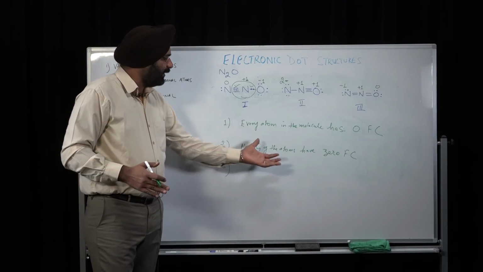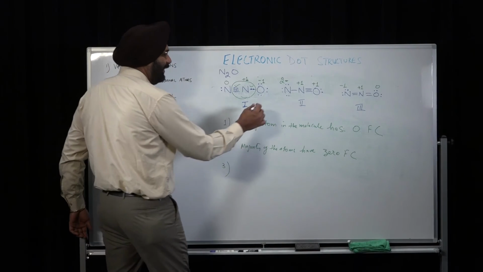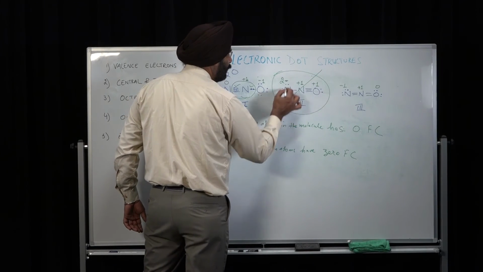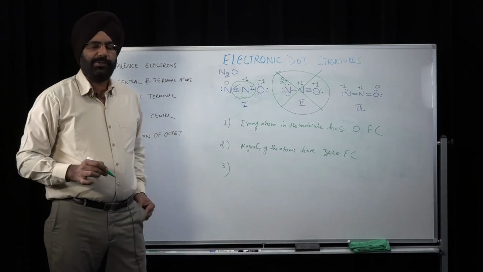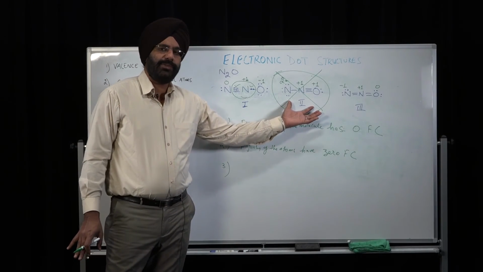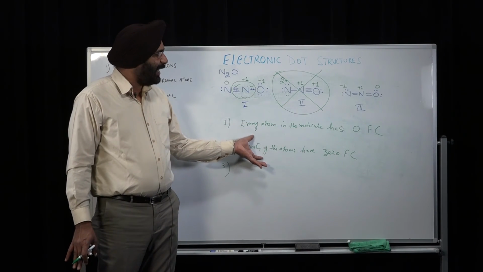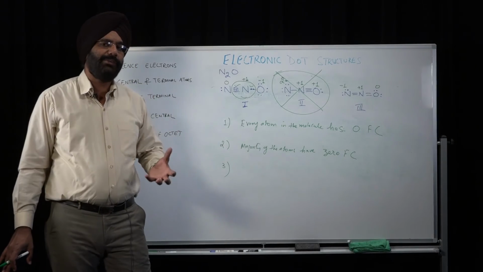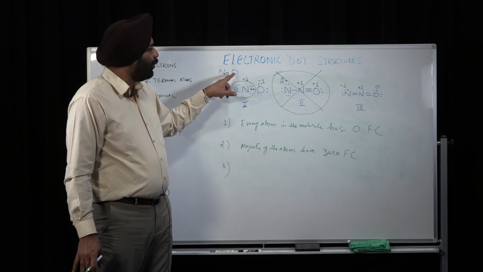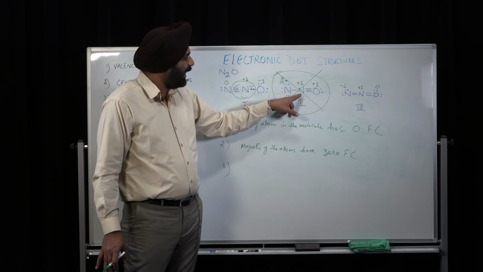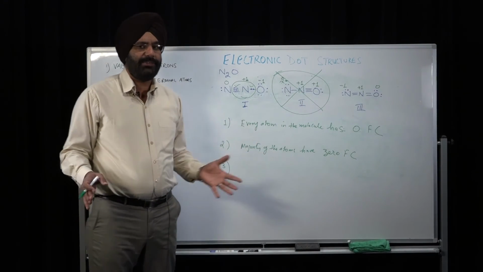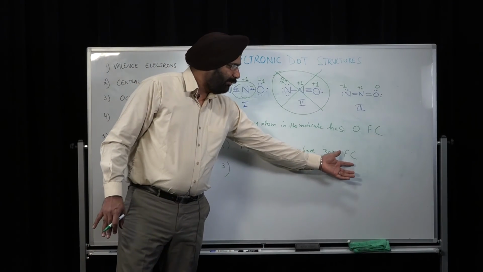So when I look at these circumstances, definitely structure 2 is a structure where there is no atom which has a 0 formal charge. So we can remove structure 2 from consideration, because none of the atoms has a 0 formal charge. That's what I'm looking for. So the electronic dot structure for N2O is not 2, because none of the atoms here has a 0 formal charge. 2 negative, plus 1, plus 1. I'm looking for the 0 formal charge.